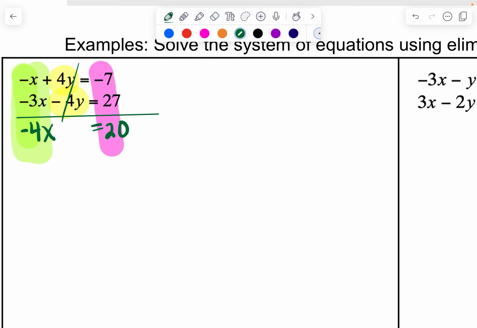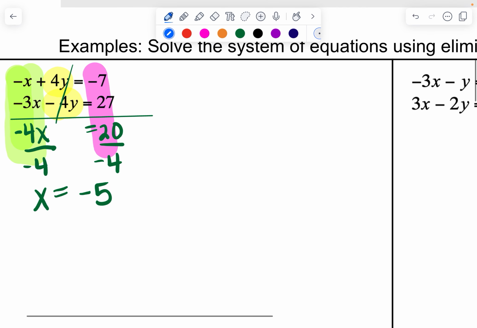So now again, after my elimination step, I only have one variable. I just have my x. So I'll solve for that by dividing both sides by negative 4, and we'll get x equals negative 5. To find y then, you can plug it into either one of the equations, whichever equation looks easier for you to deal with, it doesn't matter. I'm going to plug it into this first equation.